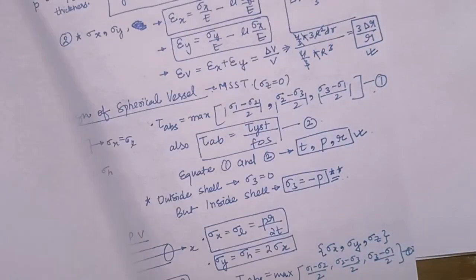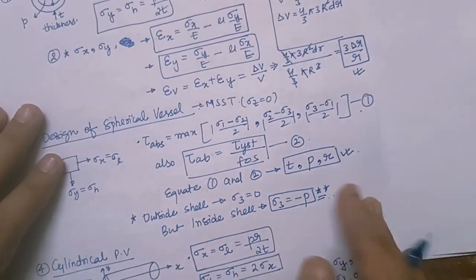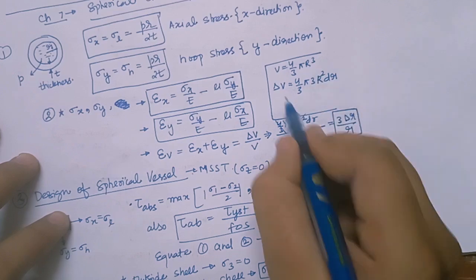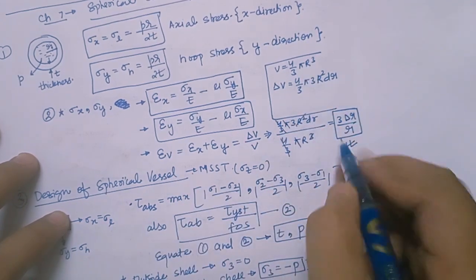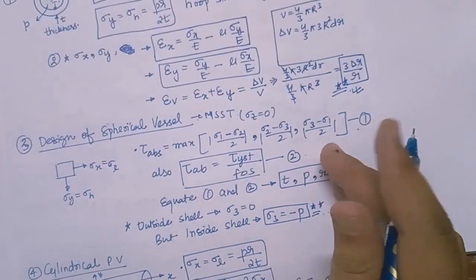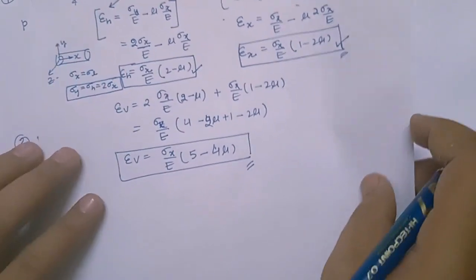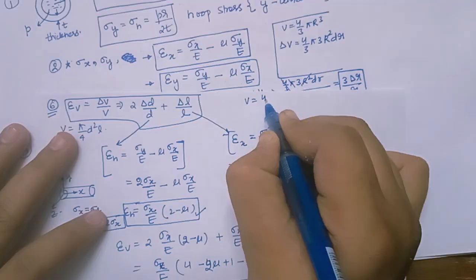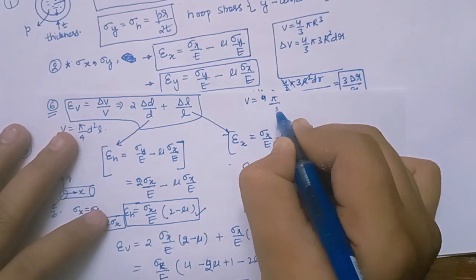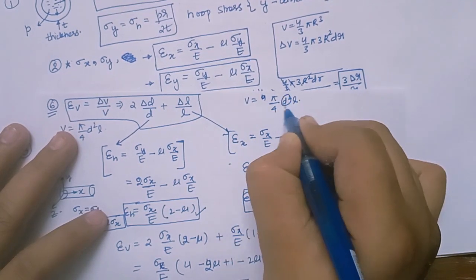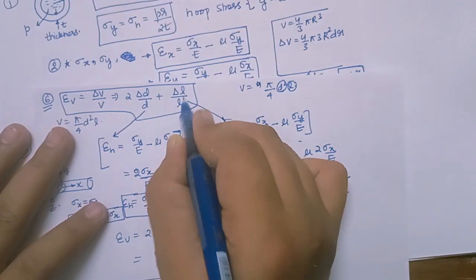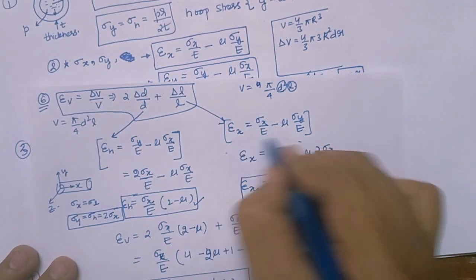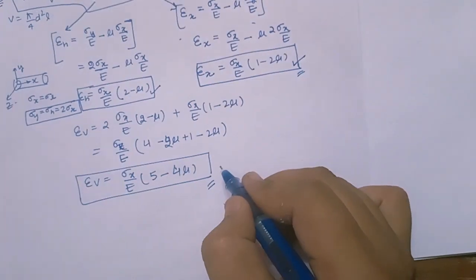Similarly, in the sphere you can write the same thing, right? If you want epsilon V, what is the volume? 4 by 3 pi r cube. So what you will write for epsilon V, the 3 comes forward, 3 delta r by r. Just learn this, right? And similarly, in the case of a cylinder, what is the volume? Pi by 4 d square L. So just use d square and L. You will write 2 delta d by d plus delta L by L, where delta d by d is hoop and delta L by L is longitudinal, right? Just add them and you will get the volumetric strain.